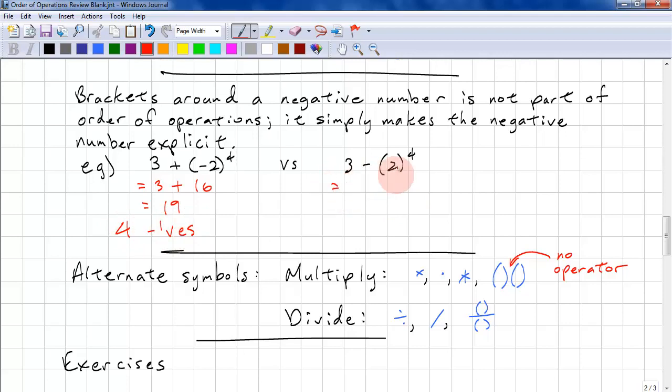Here, we do the exponent first. So this is 3 minus 16. This is minus 13. We have only 1 negative sign.